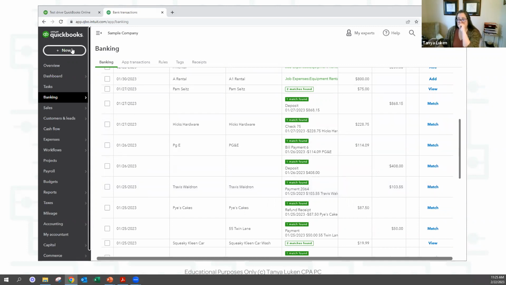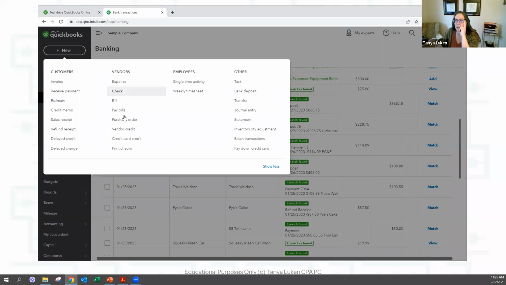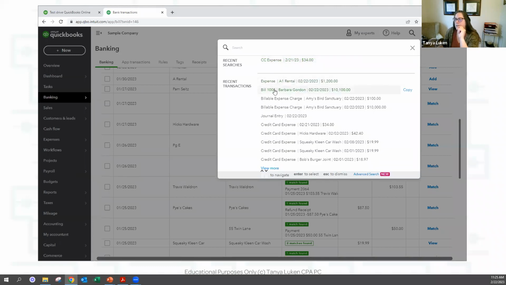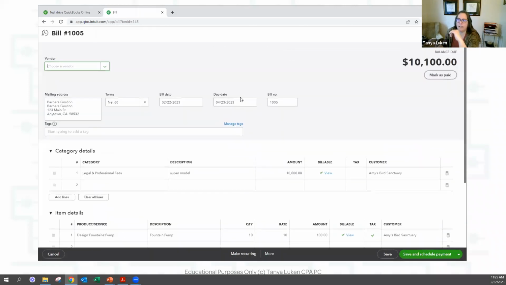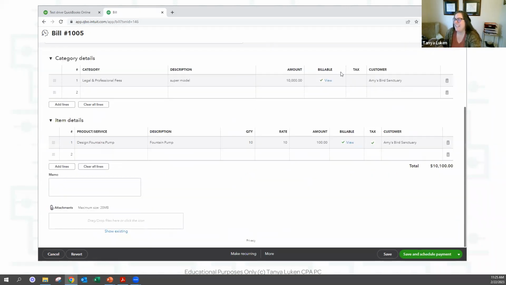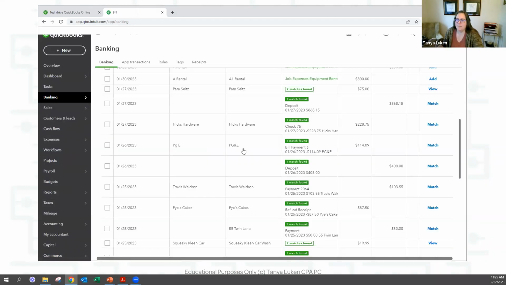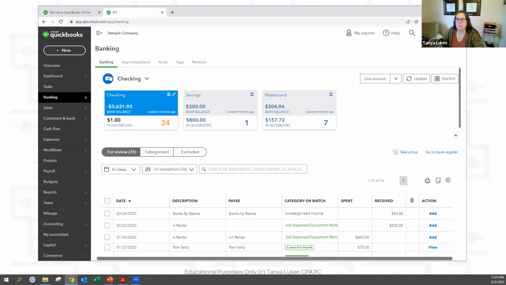So let's say that we entered that bill for Barbara Gordon. Here's the bill that we entered, with the 1,005 made up invoice number that I had for her supermodel charges and 10 fountain pumps. Really, I should come up with a better example. I'm sorry. But let's say I'm ready to pay her. Time has gone on. She gave us 60 days to pay her. It's now April. It's time to pay her.